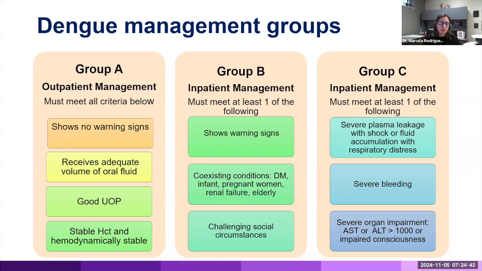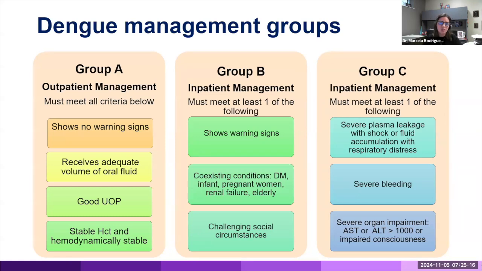Then there is Group B, when you start treating them as inpatients, and they must meet at least one of the following. They start showing warning signs. They have coexisting comorbidities, such as diabetes. It is an infant, a pregnant woman, they have renal failure, or they're elderly. Or they have challenging circumstances, so it's going to be very difficult for them to come back to the hospital. They live far away or they live by themselves. In this situation, you should do inpatient management.